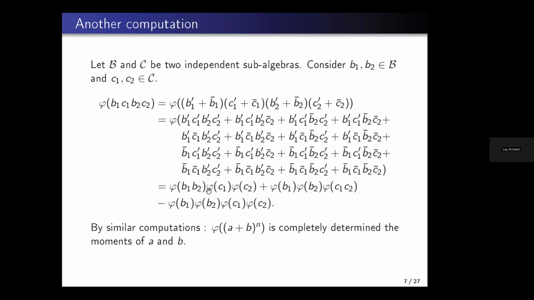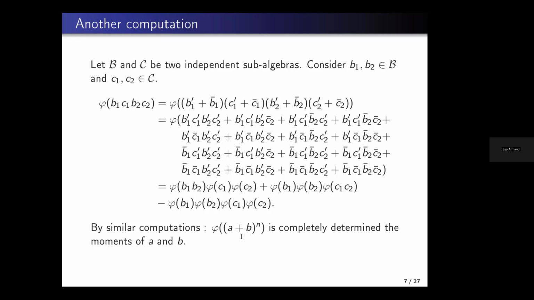You find at the end the formula which I have written here. Observe that in the final formula, phi takes value on a product of elements who are all in the same subalgebra. B1, B2, both are in the same algebra, etc., etc.